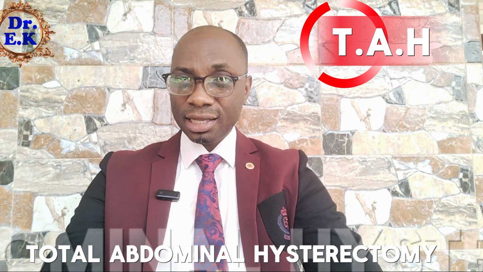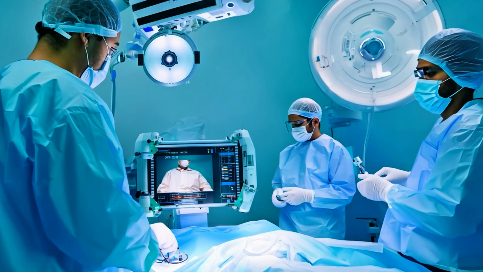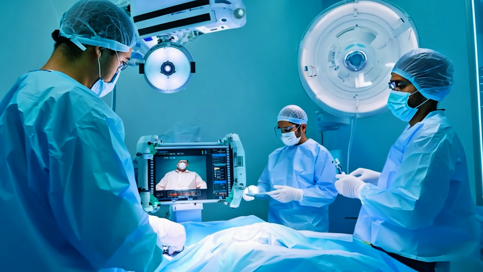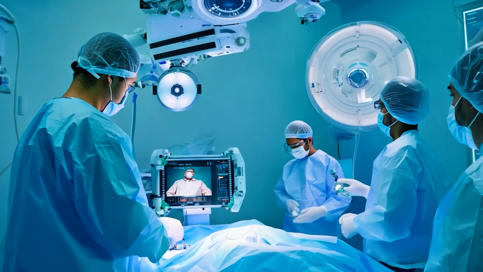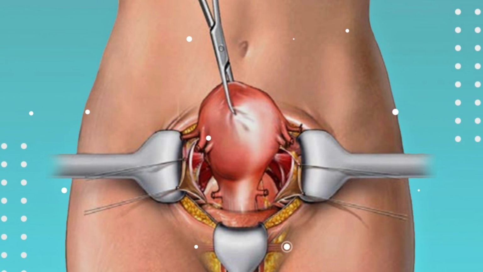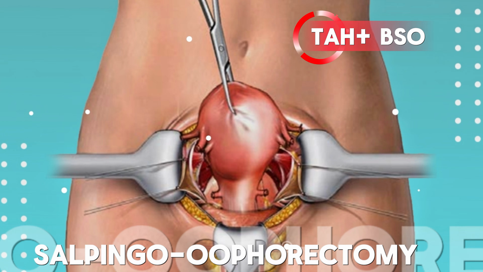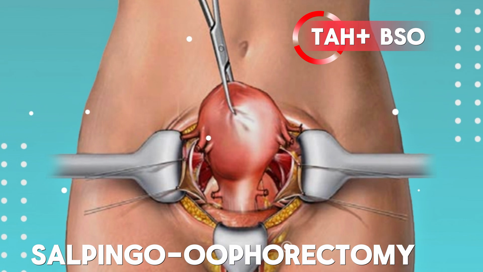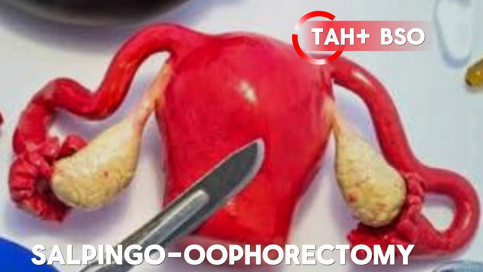That's what we call total abdominal hysterectomy. That is total abdominal hysterectomy. That means we are removing the uterus together with the tubes. Then we can also add bilateral salpingo-oophorectomy. That is TAH plus BSO. TAH means total abdominal hysterectomy. BSO means bilateral salpingo-oophorectomy. That means we are removing the womb, that is uterus, we are removing the tubes and we are removing the ovaries. That is TAH plus BSO.